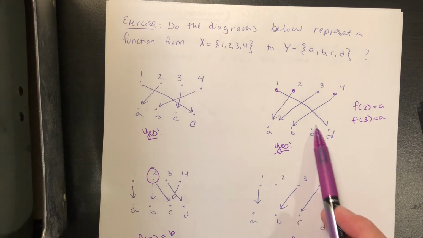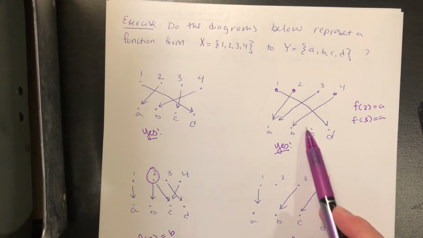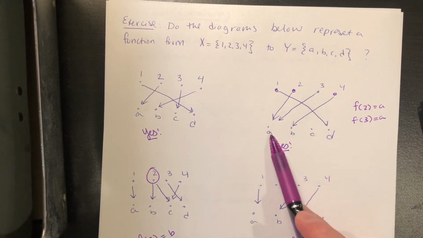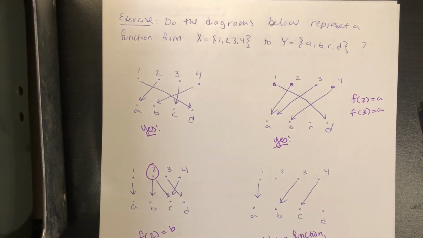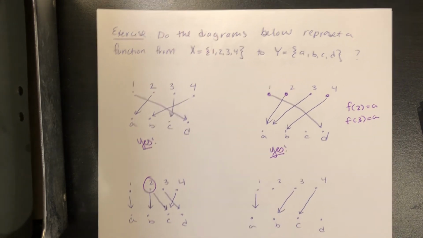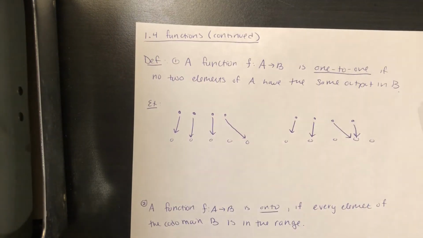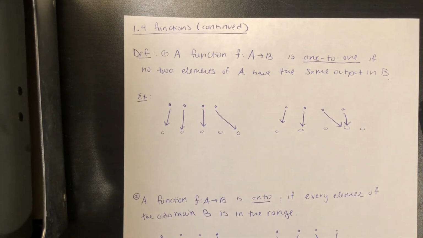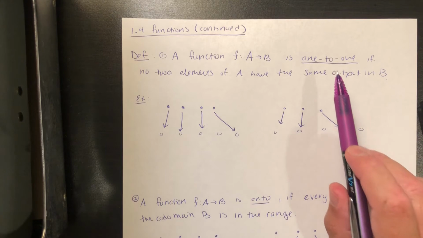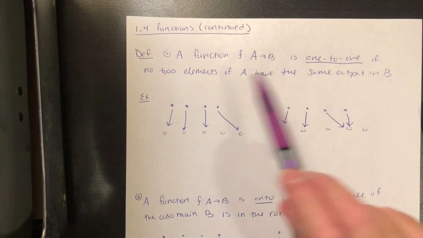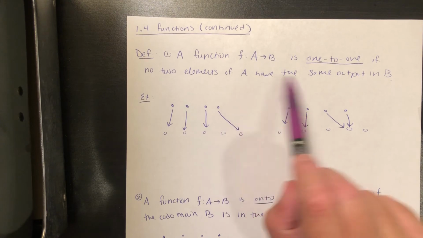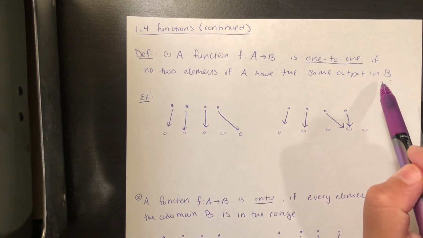Or maybe you want to make sure that there's nothing left over in the codomain. You want to make sure that everything gets mapped to by something. If these are jobs, you want to make sure that at least one person is doing every job. And so we have these special types of functions that satisfy these extra criteria. So we would call that first case a one-to-one function. A function from A to B is going to be one-to-one as long as no two elements of A have the same outputs in B.